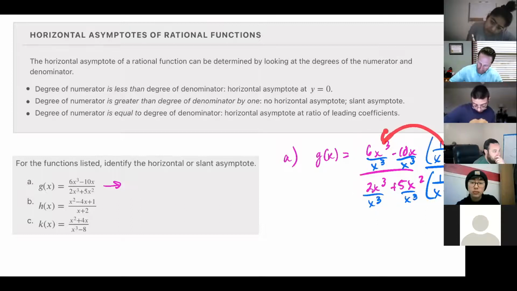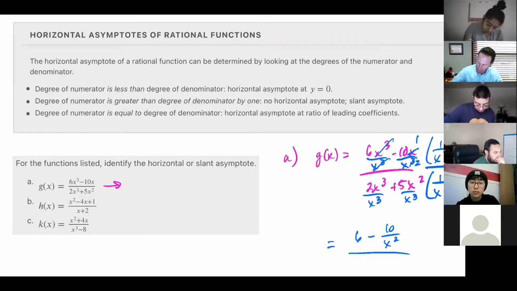But by distributing this in to all of this, watch what happens, you guys. This is where it gets a little tricky. Watch. The x cubes will cancel. I get 6. Minus, cancel one of these with one of those. I'll get 10 over x squared. There's my new numerator. Denominator, x cubes cancel out. I get a 2. 2 of these with 2 of those will leave me with just 1. So I just have plus 5 over x.